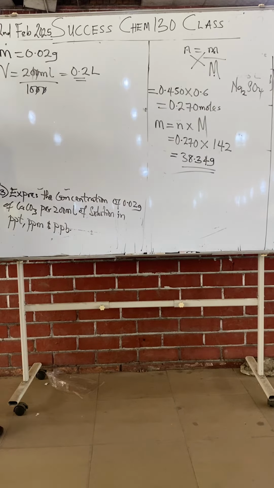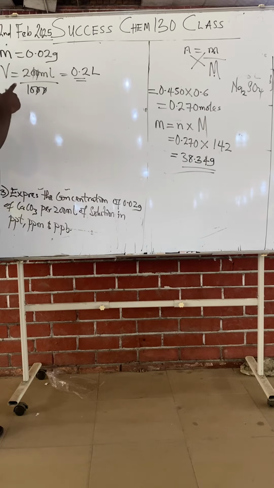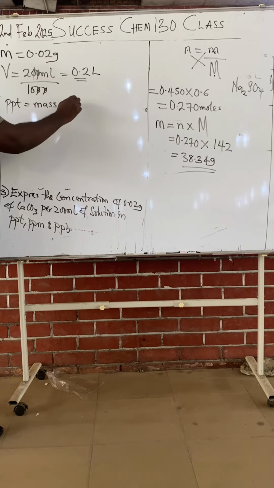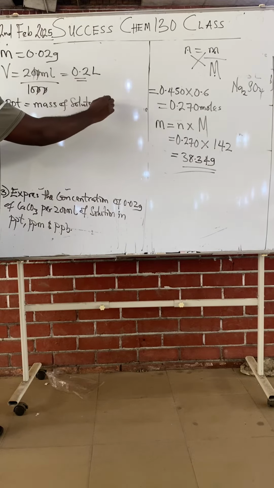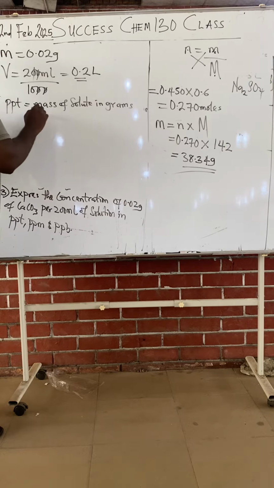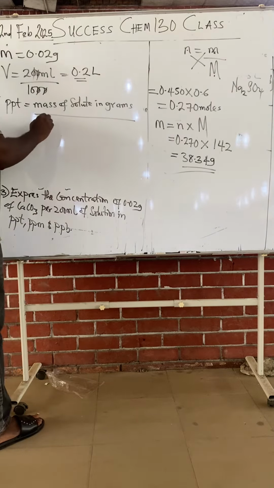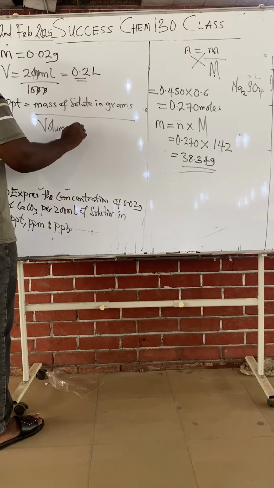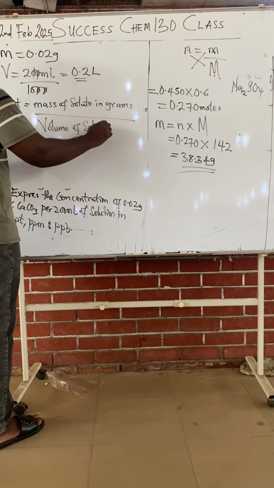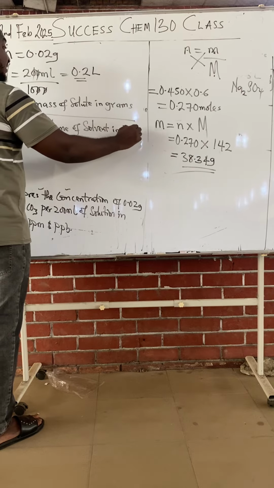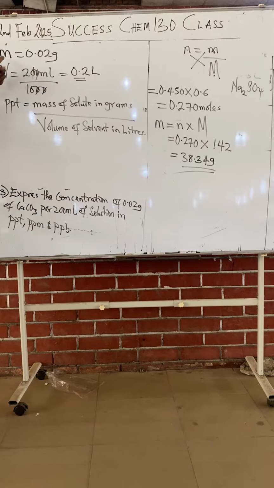Let us solve now. Express the concentration of 0.02 gram of CaCO3 per 200 ml. We have changed 200 ml to liters. Class, PPT means mass of solute in grams all over volume of solvent in liters. So our mass of solute is in grams already, 0.02 gram. Our volume of solvent is 0.2 liter. We can get PPT. Please take note.